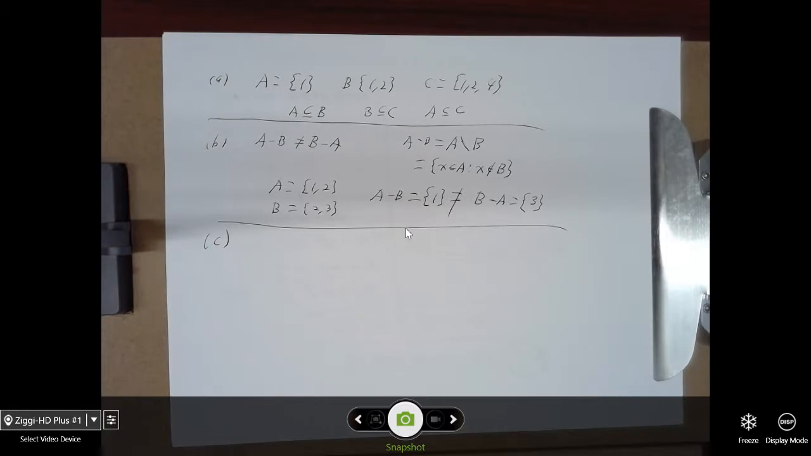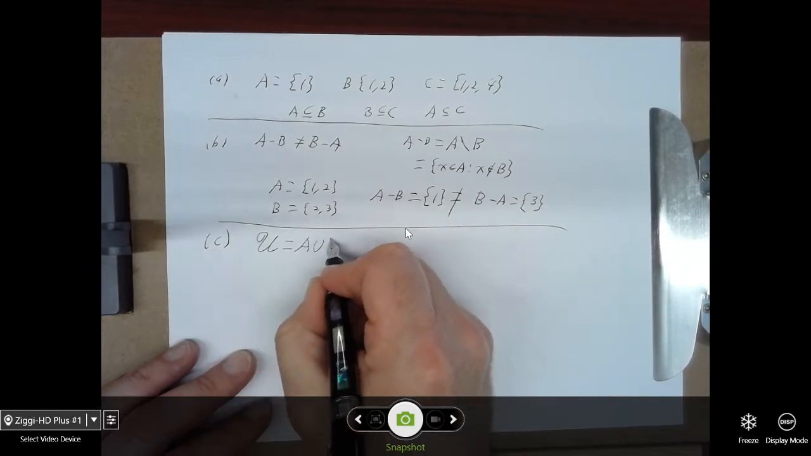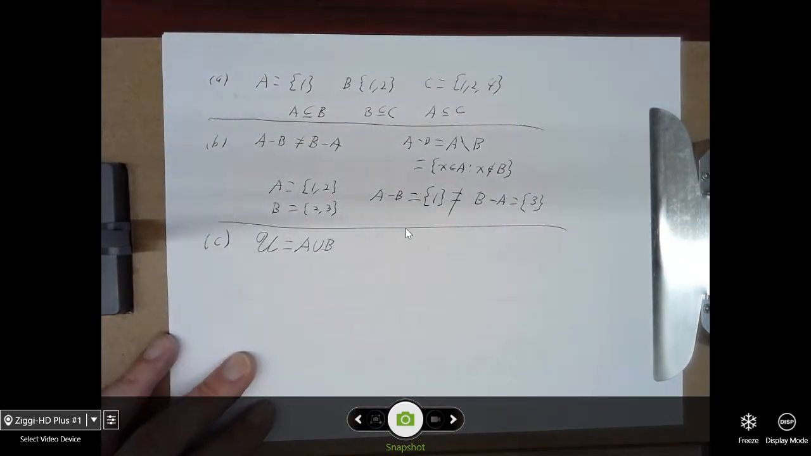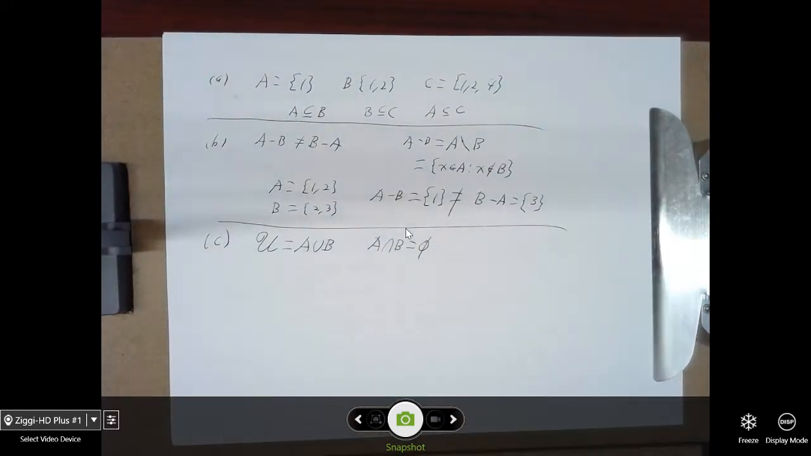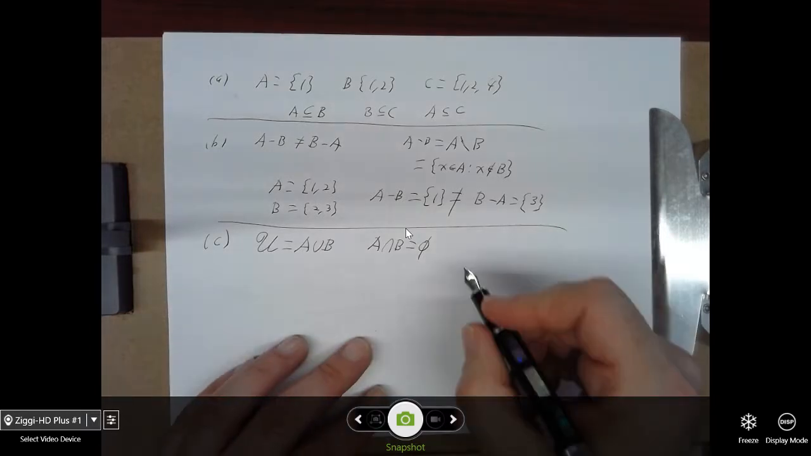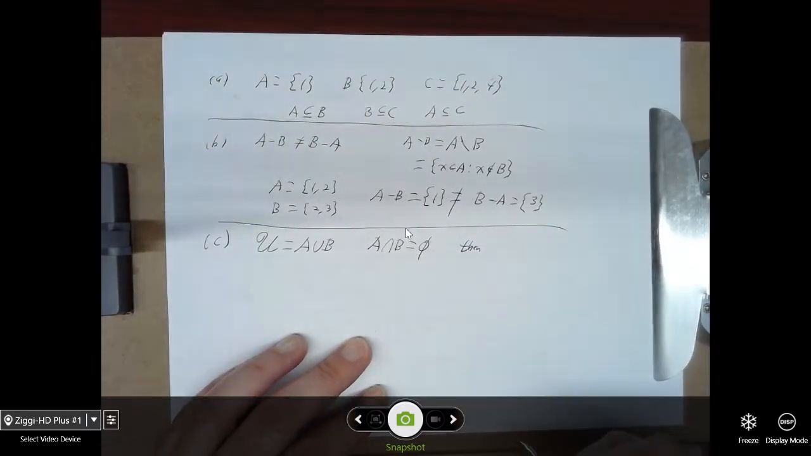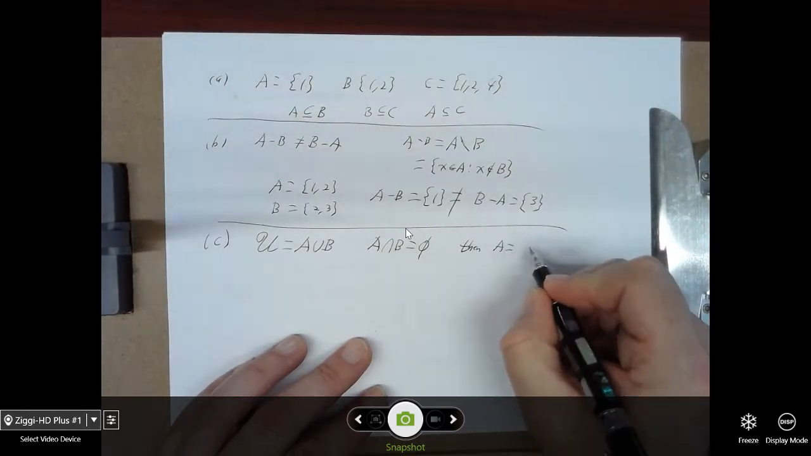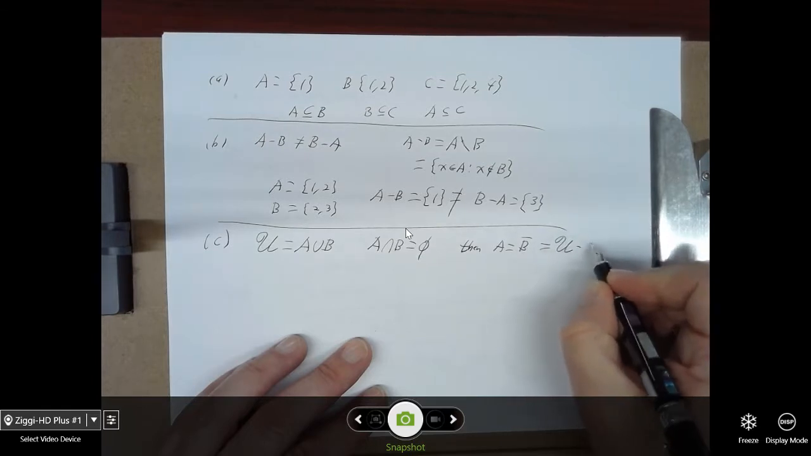So part C said that suppose the universe is the union of A and B, and suppose that the intersection is the empty set. I practiced writing the universe symbol last night, can you tell? The intersection is the empty set. Then A is equal to the complement of B, which is just the universe minus B.